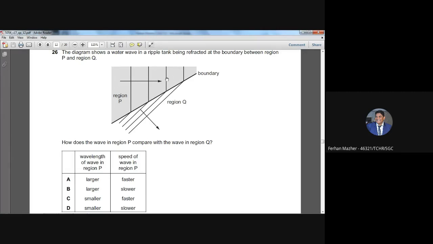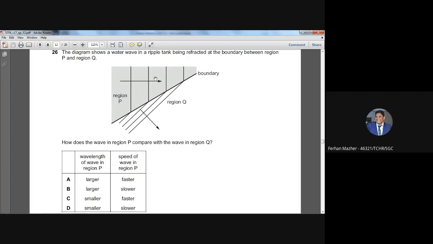Here, the wavefronts are far away from each other. Their wavelength is larger here, so it means it's deep water. And here, the speed is also faster. And in the Q region, the wavefronts come close to each other. It means that the wavelength has reduced. It means the speed has also reduced, and this also means it is shallow water.